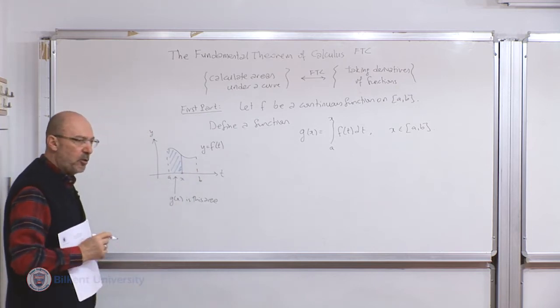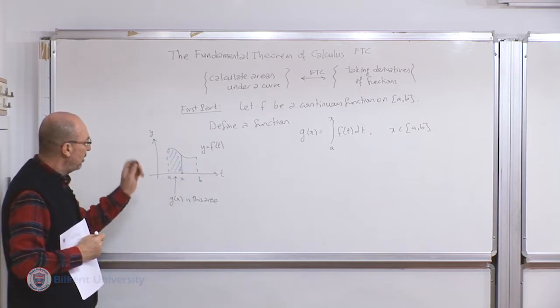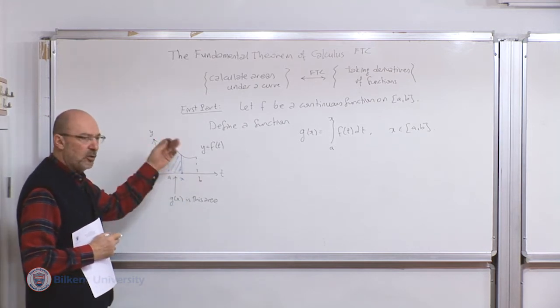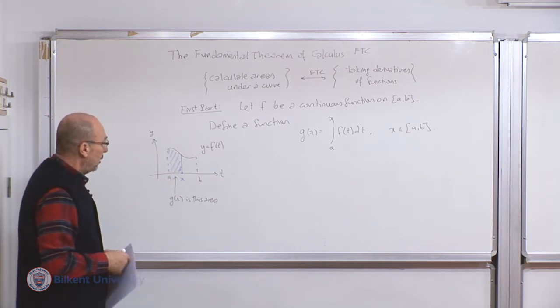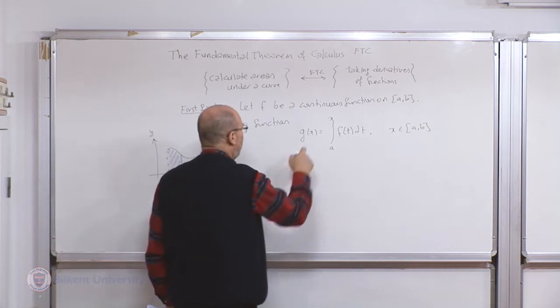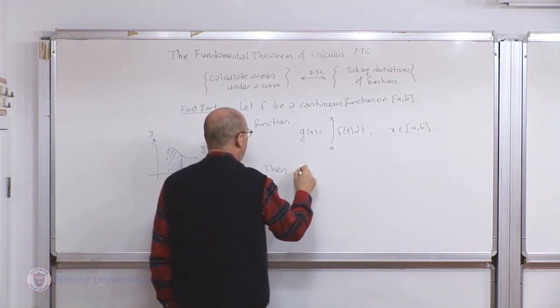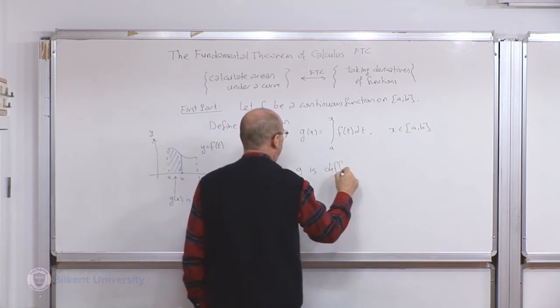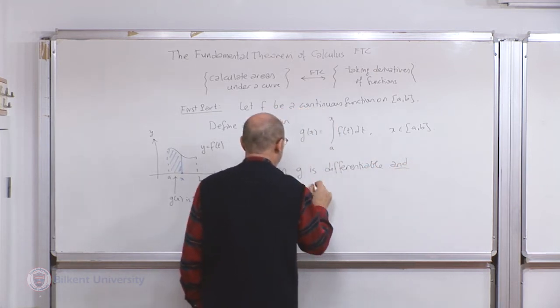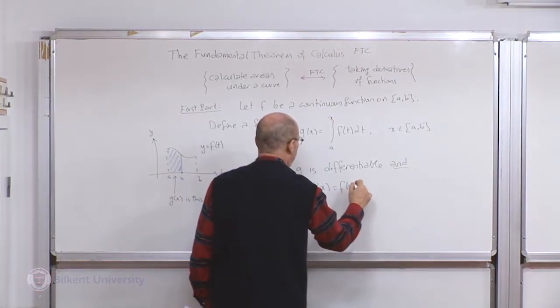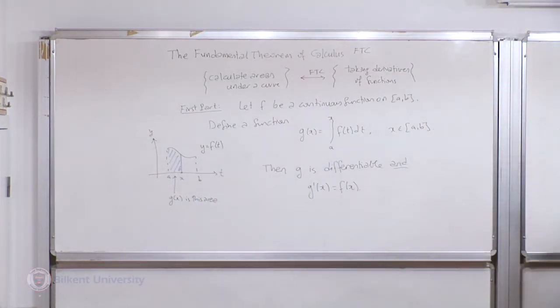In my picture, the function is positive. So as x increases, the area increases, but f can be negative, so sometimes the value increases, sometimes it decreases. The punchline of the theorem is that this function is differentiable. Then g is differentiable, and moreover, g prime of x is equal to f of x. The value of f at that point tells you how fast the area under the curve is increasing.